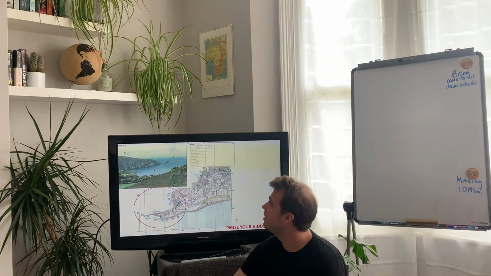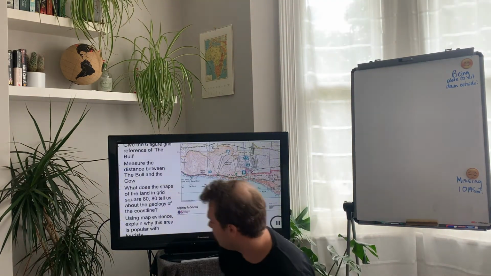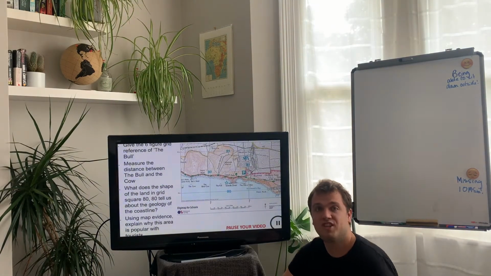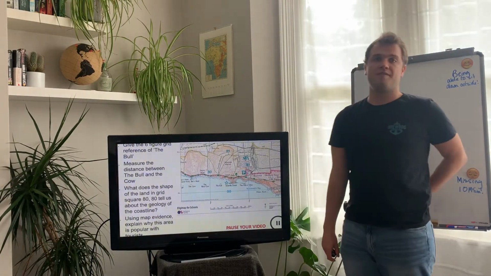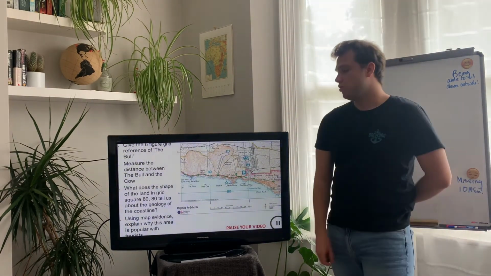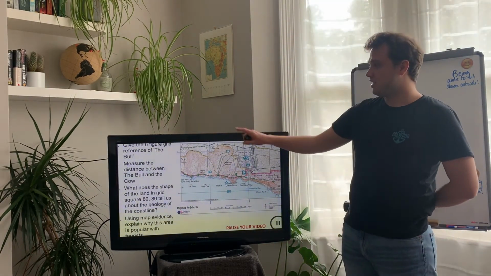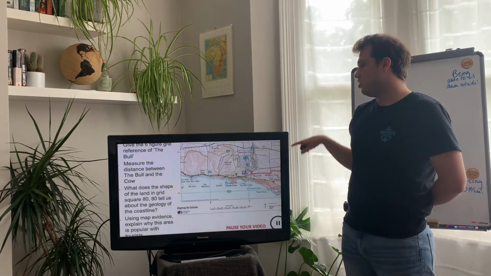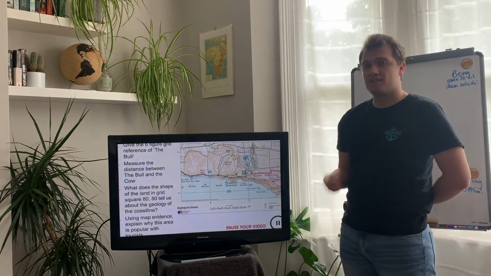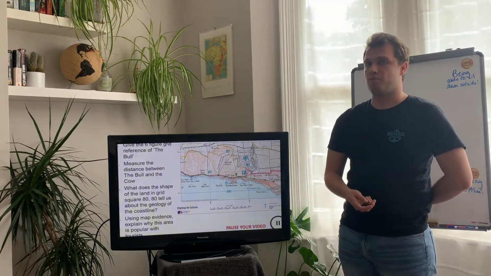Lovely spot there. So we've got one more map skills task for you to do here, and this one is with a different map. This is our map of Durdle Door, which I mentioned earlier, which is a famous arch in Dorset. So what I'd like you to do is pause your videos and answer these 4 questions using this map for me. Again, write them in your books, please, because it's really good for you to be practicing this properly.